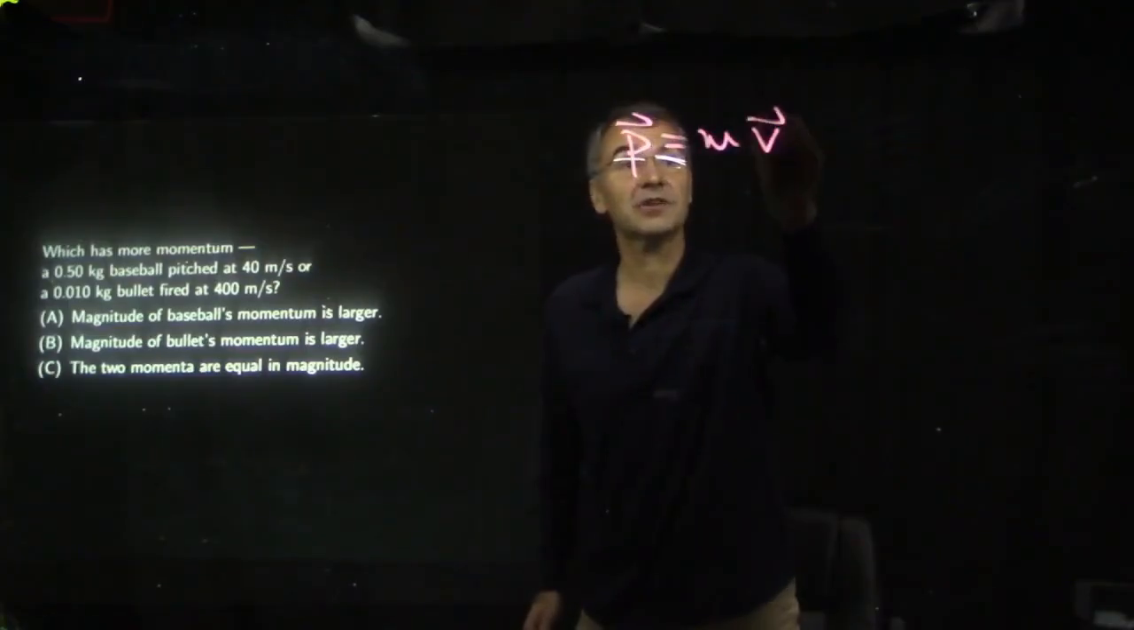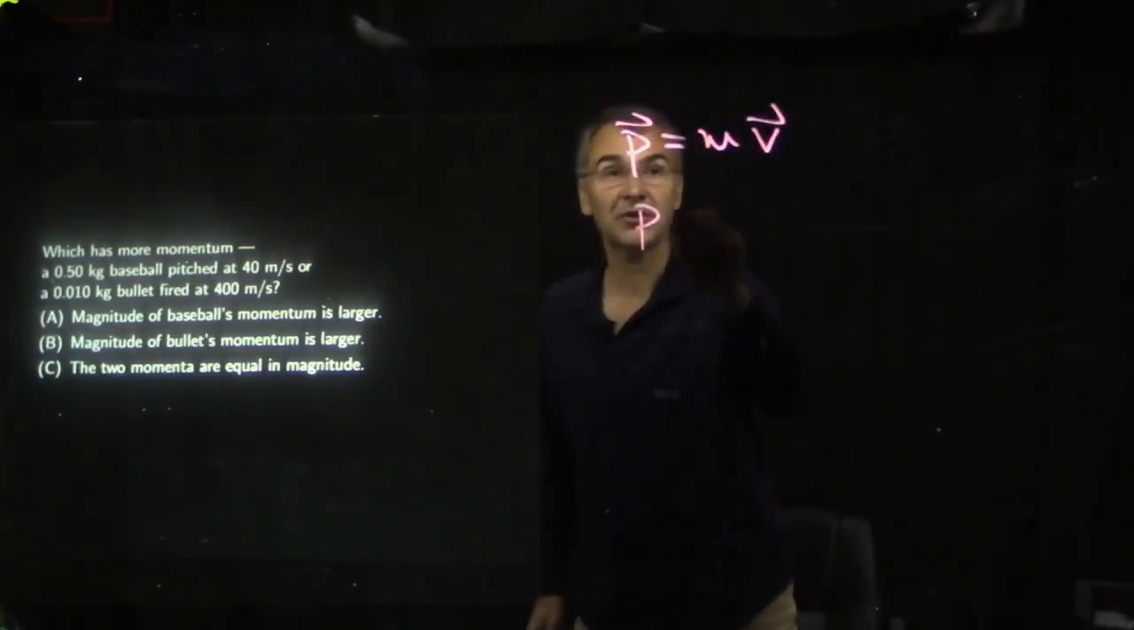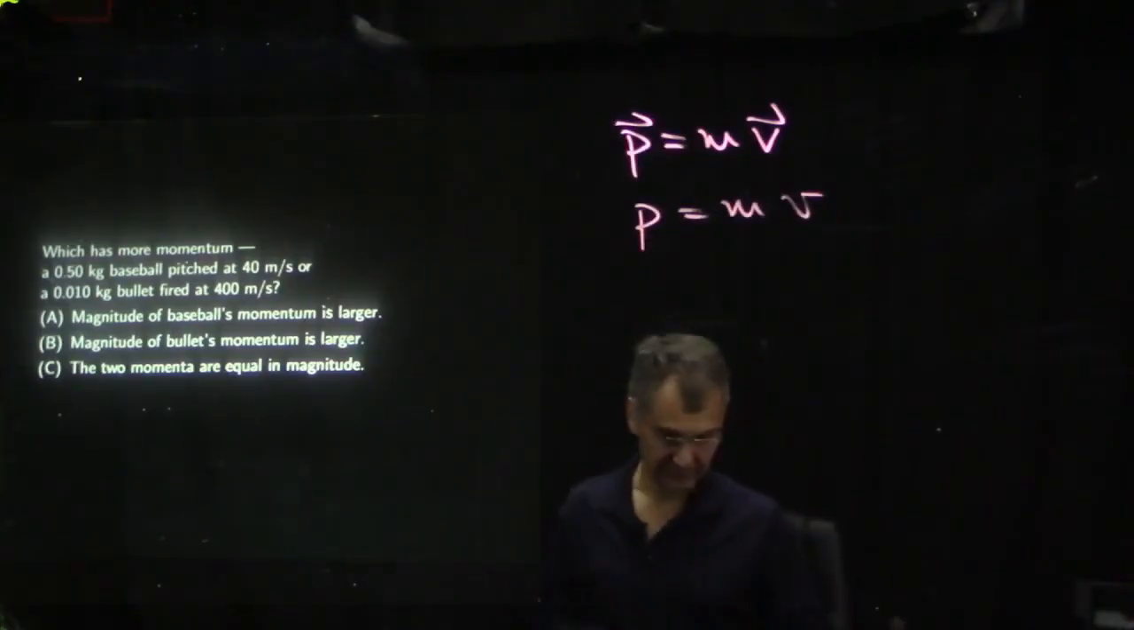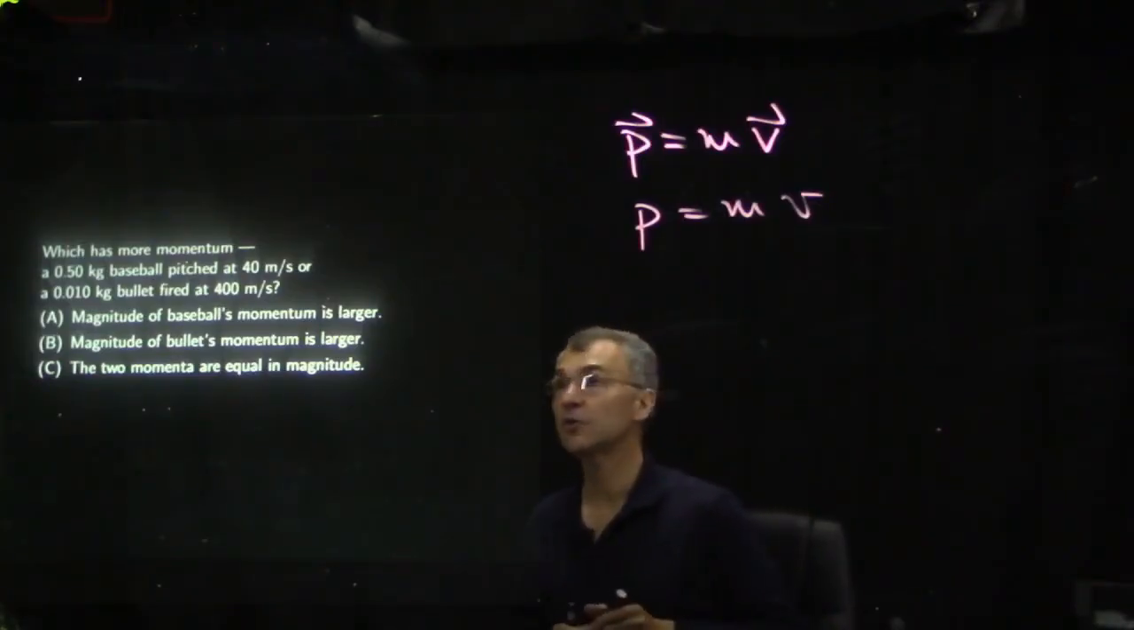Here we just want the magnitude. So the magnitude of the momentum is the mass times the speed. The bullet is going 10 times as fast as the baseball, but the baseball has 50 times the mass of the bullet. So I think the baseball is going to have the larger momentum.